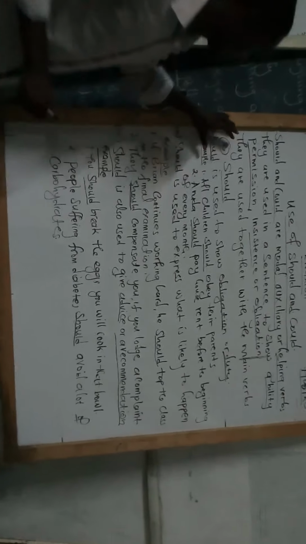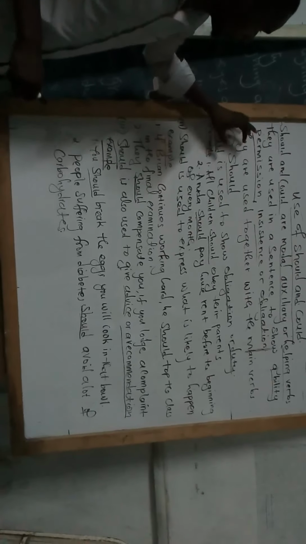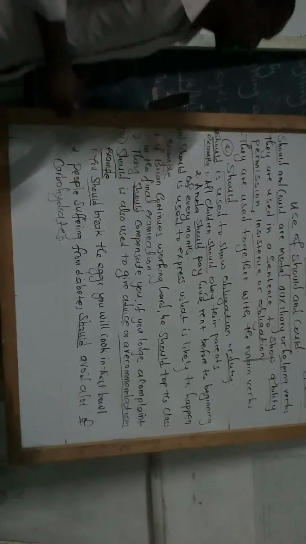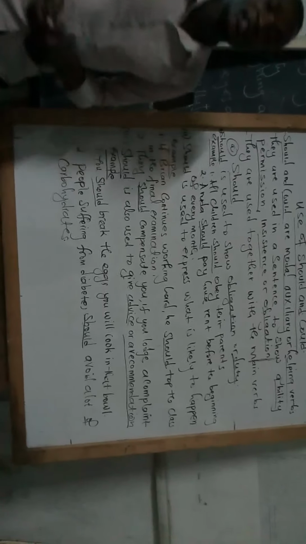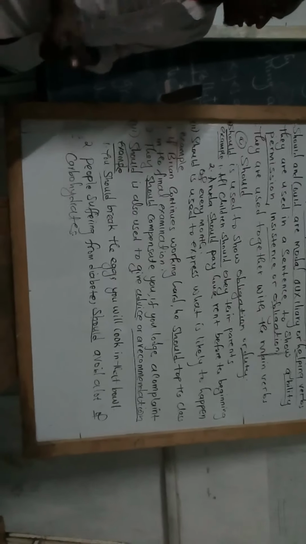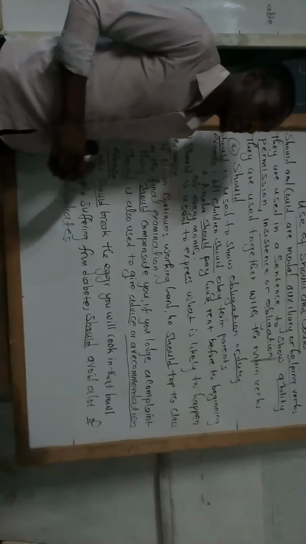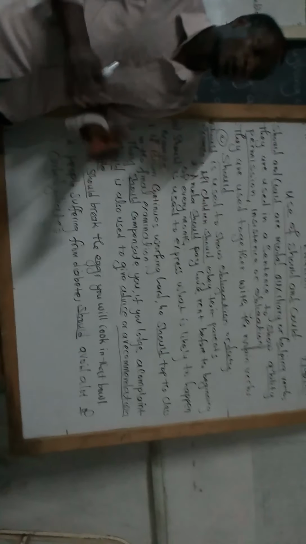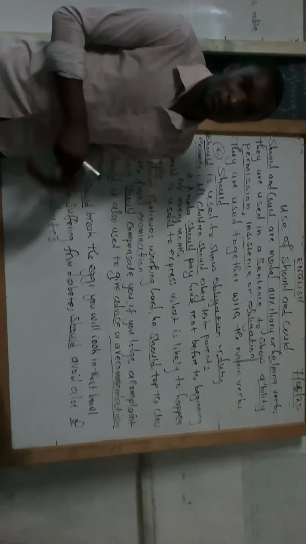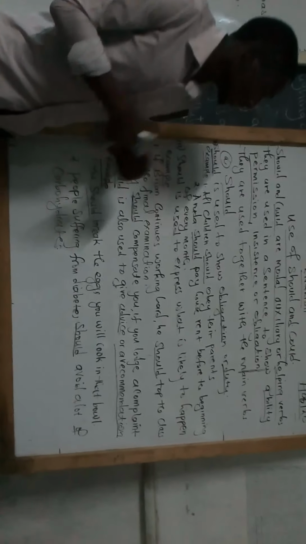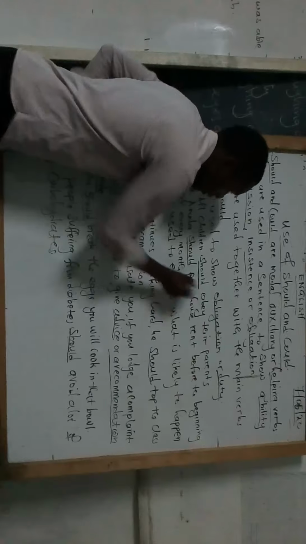So let us start with should. Number 1, it's used to show obligation or duty. A duty is something that you are given or told you're supposed to do. So to show that obligation or duty, you're supposed to use should. Example in a sentence: all children should obey their parents.